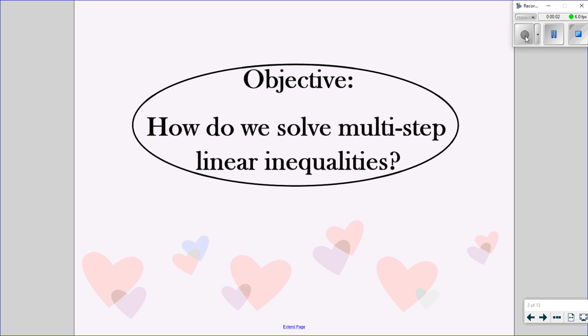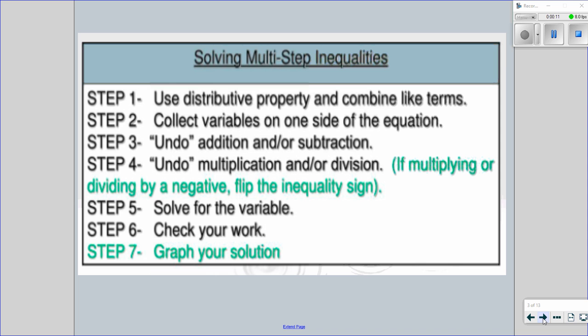Hi, today's topic deals with multi-step inequalities. The objective is, how do we solve multi-step linear inequalities? So when it comes to solving multi-step inequalities, step 1, use the distributive property and combine like terms.